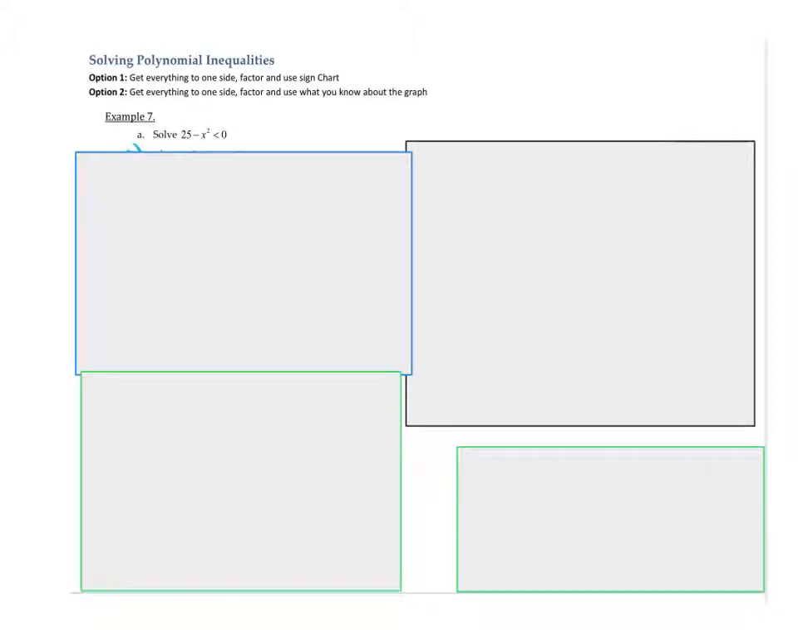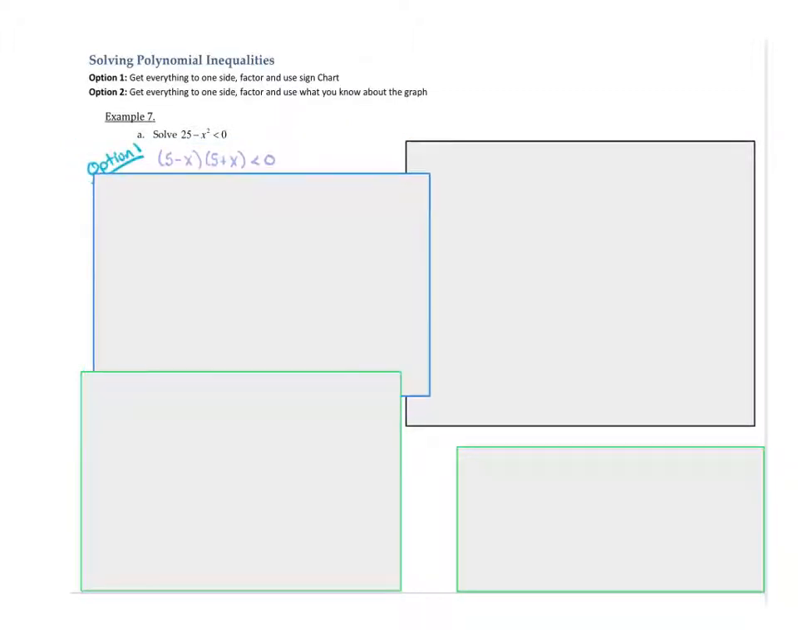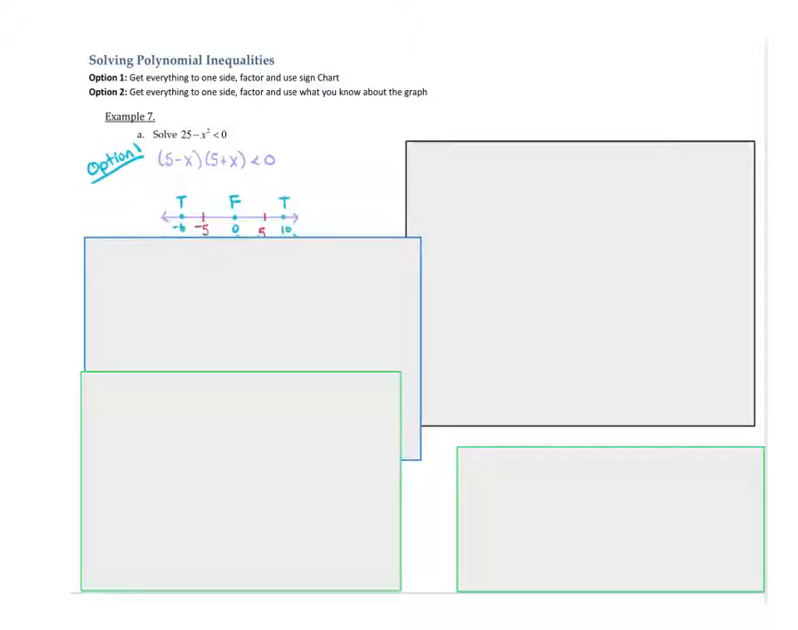Okay, so our first example, 25 minus x squared is less than 0. Getting everything to one side is already done, so I just need to factor. And I'm going to factor this as a difference of squares, so 5 minus x times 5 plus x. That gives me zeros at 5 and negative 5.